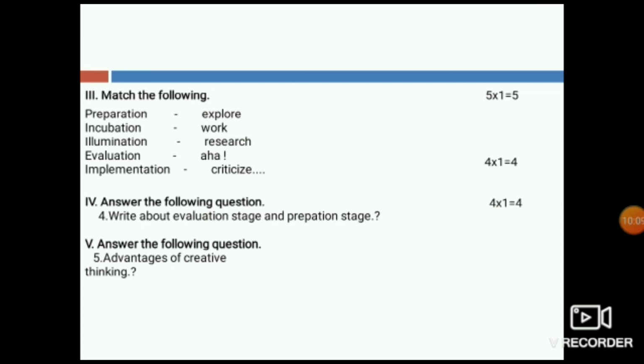Okay. Answer the following questions. Advantages of creative thinking. So we have to write advantages. So we have to write 5 advantages or 6 advantages. It's over. Next.